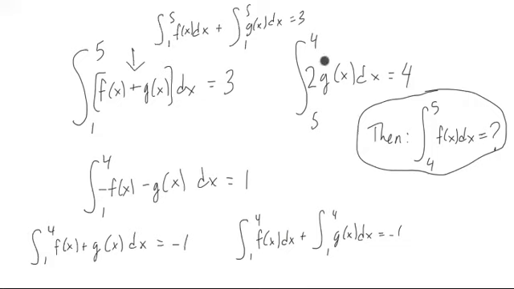Now, let's take a look at this one, and let's rewrite it in another way. Let's see this 5 to 4. We can replace this and change it to 4 to 5 if we make it negative, and we can even pull the 2 out, just like we would with the derivative or antiderivative. So say -2 multiplied by the integral from 4 to 5. We made it negative because we're reversing the order of integration here. So 4, 5, and we have g of x dx, and that's going to be equal to 4.